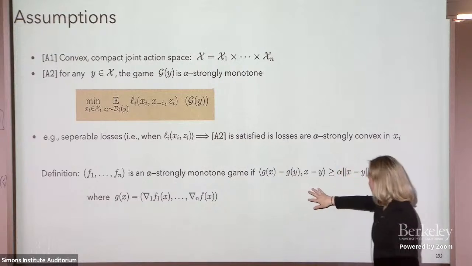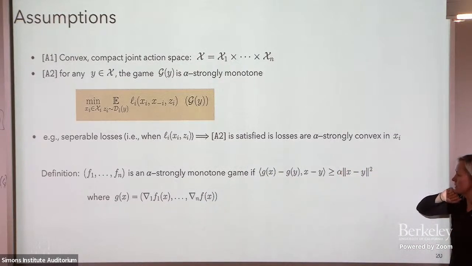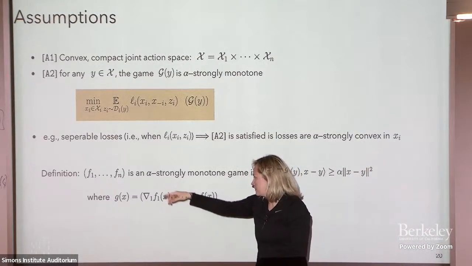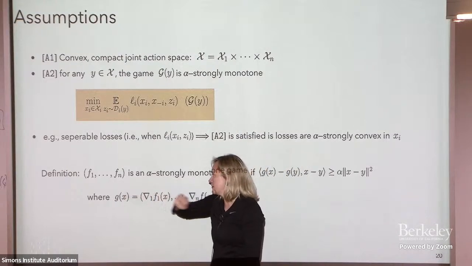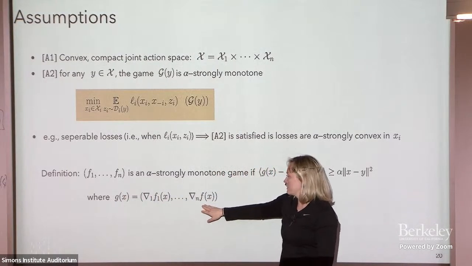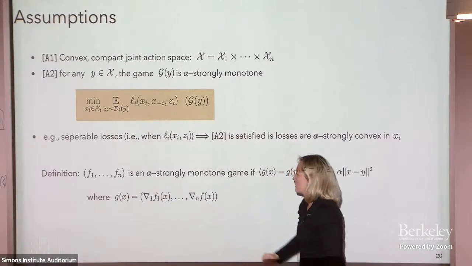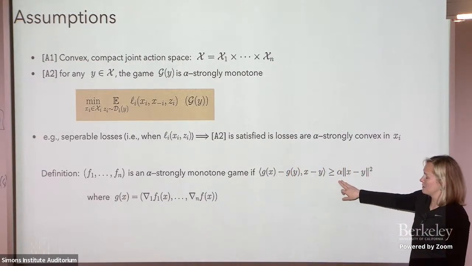And so I put the definition here of strong monotonicity for a game just as a way to remind folks, but essentially it means that for some game defined by these cost functions f here, if we look at the vector of individual gradients, we want that mapping to be a strongly monotone mapping, which just means this inequality here holds.